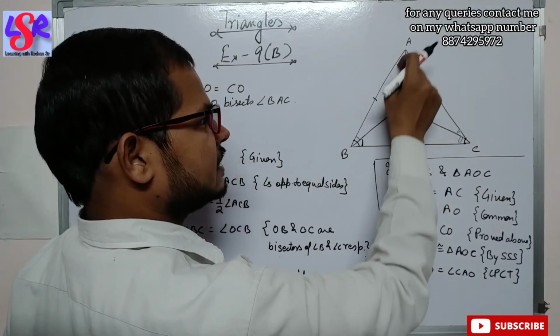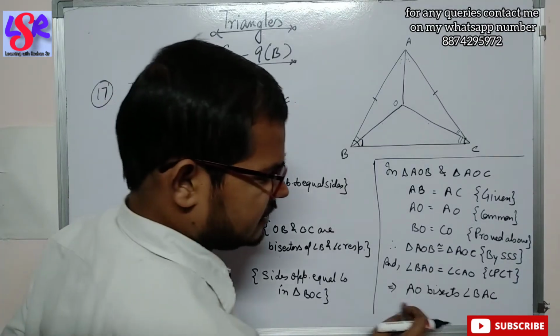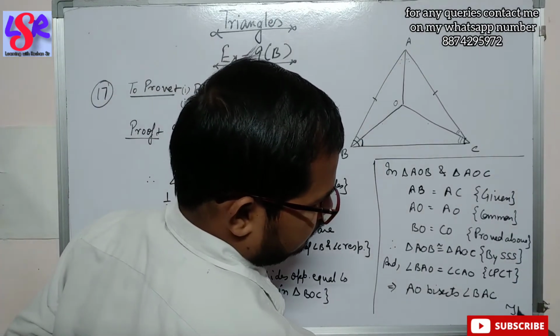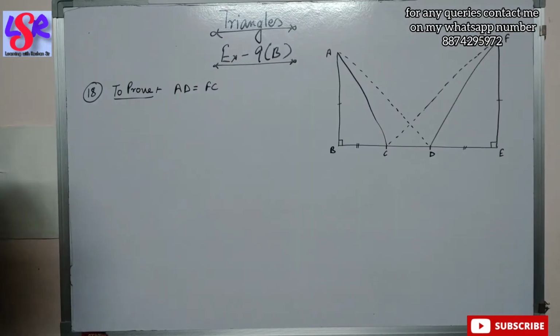Therefore this AO bisects angle BAC. That implies AO bisects angle BAC, hence proved. Now let's move to question number 18.